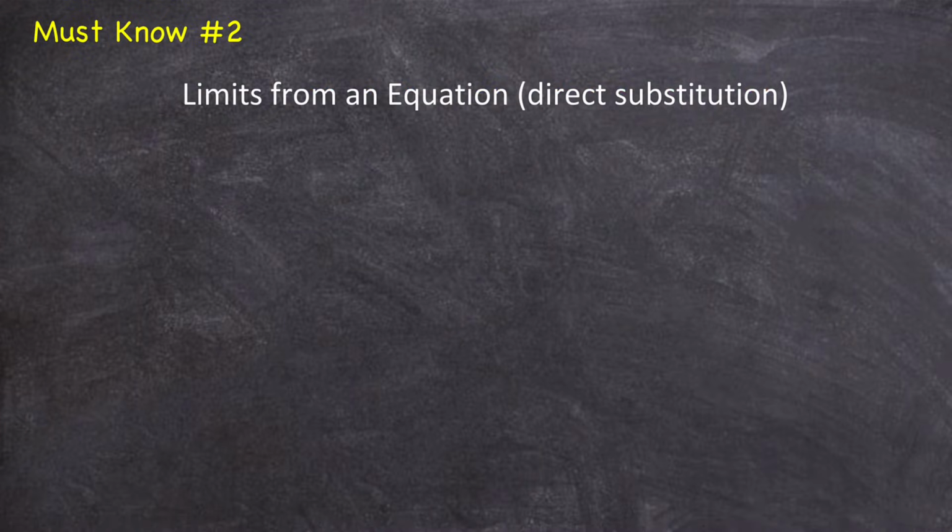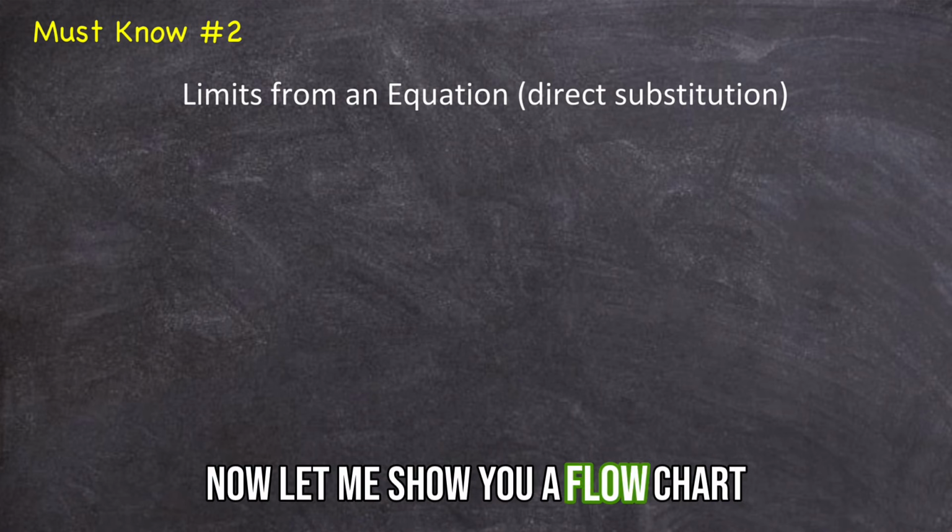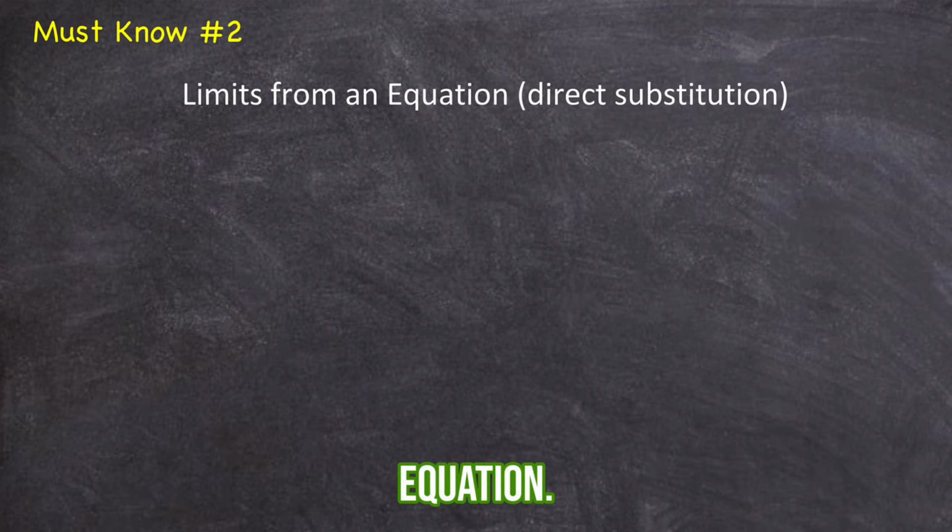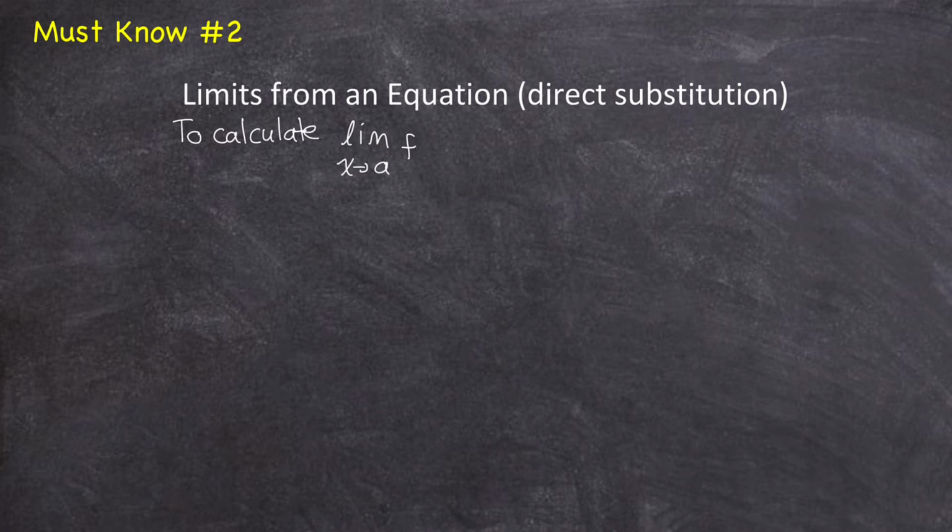Must know number 2. How to calculate limits from an equation. In section 1, we calculated limits from a graph. Now let me show you a flowchart that is going to help you understand how we can calculate limits from an equation. Let's say we wanted to calculate the limit of f at x as x approaches a.